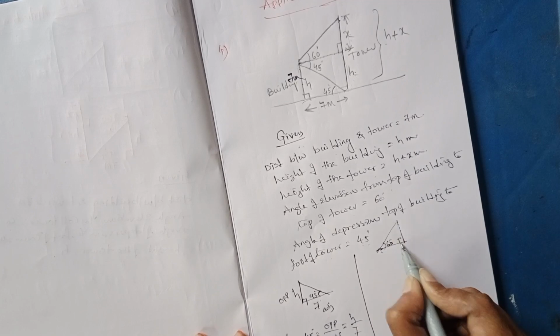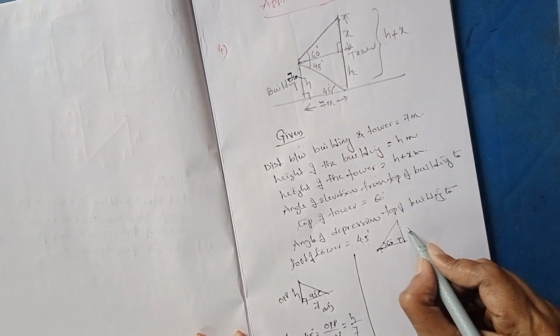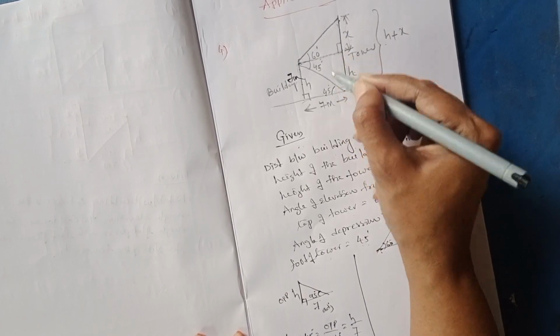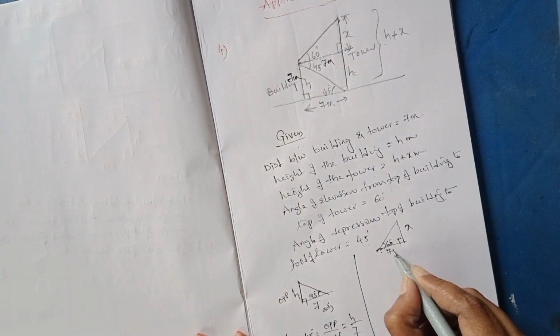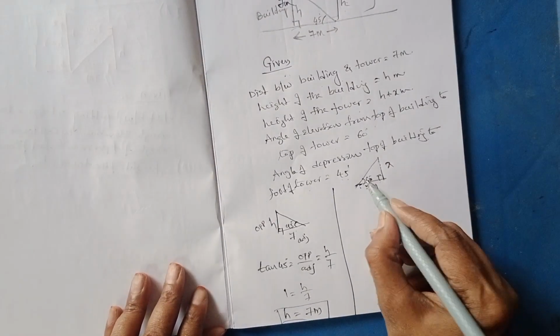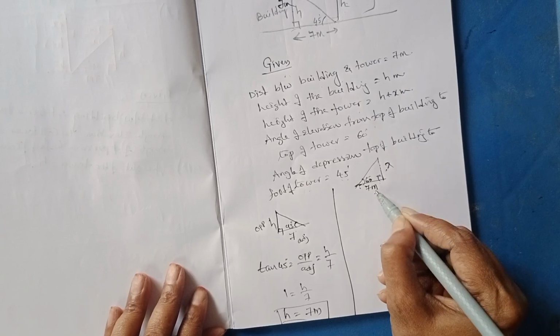It is having a 60 degrees right triangle. This height here is x. And this distance is also 7 meters, because these two are parallel lines. Now for 60 degrees, this is called opposite, this is called adjacent. Opposite to adjacent, again tan theta.